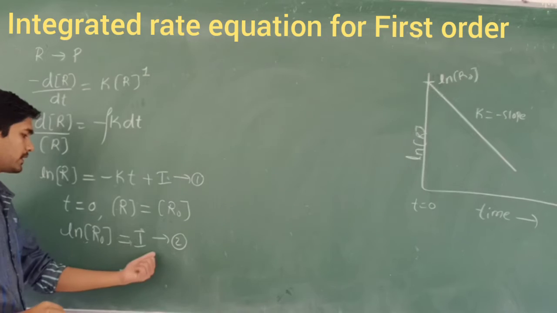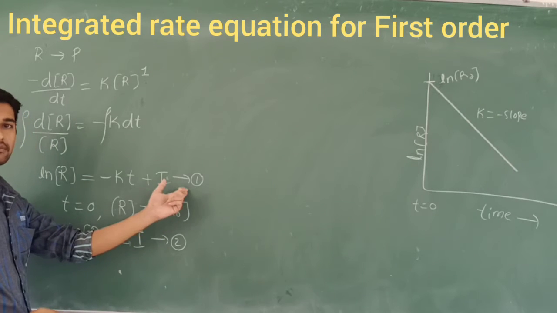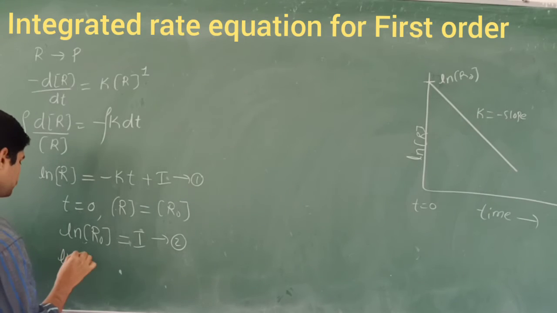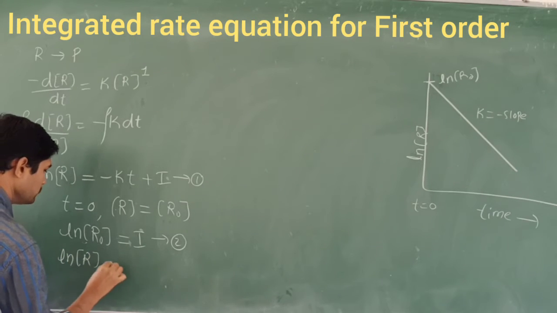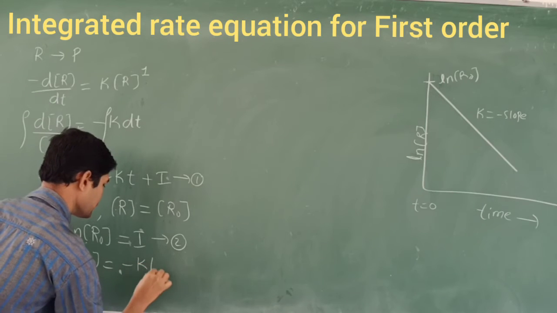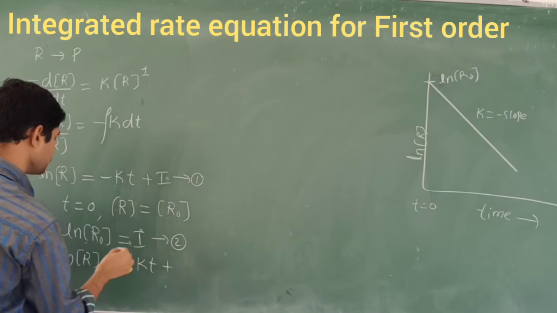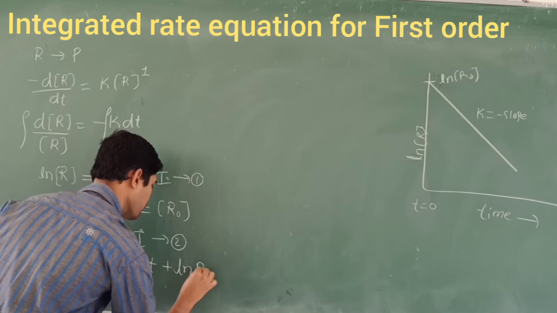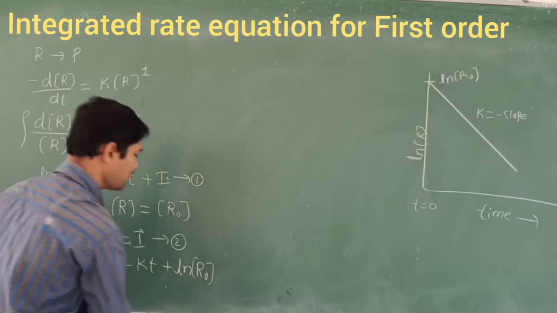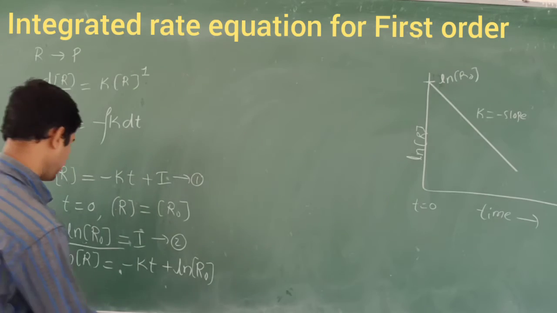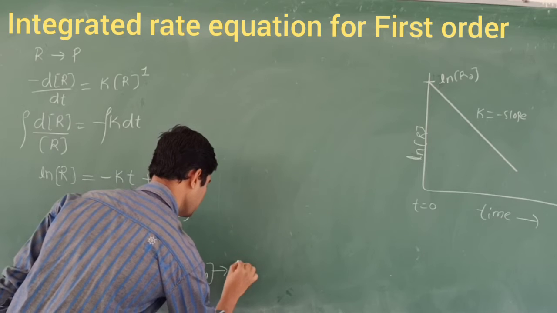Now I am going to put equation number 2 in equation number 1. What happens here? That becomes ln R is equal to minus Kt, as it is, plus I, which is the integration constant, that becomes ln R naught, that is the initial concentration of the reactant here. This equation I am going to call equation number 3.